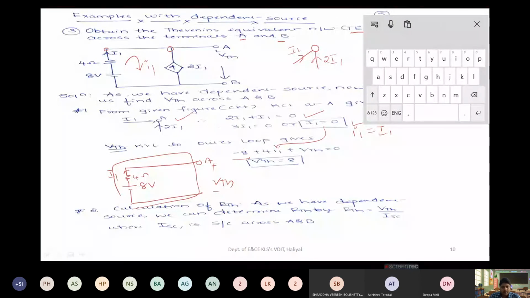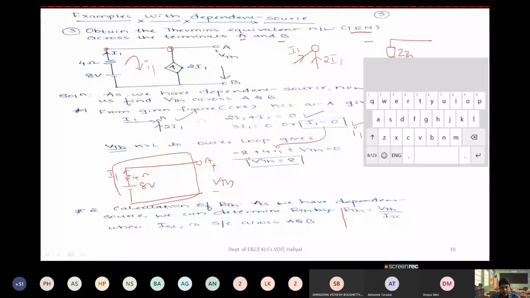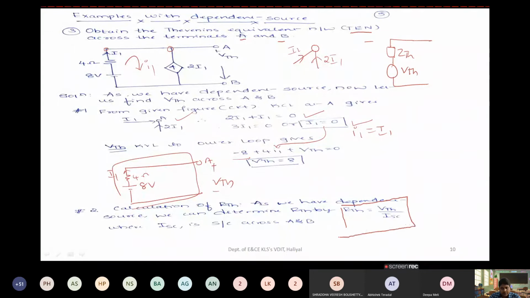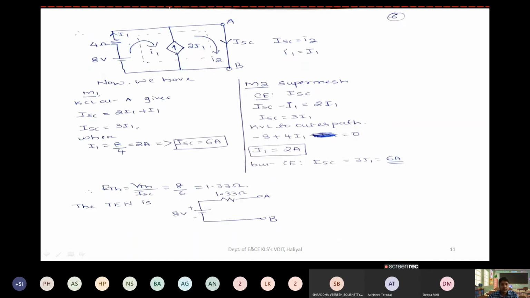So with that approach, we are able to find VTH. Now you have to find or determine RTH or ZTH. So how are we going to find that? We have to use this equation, RTH equal to VTH divided by short circuit current. Why do we have to go for this? As we have the dependent source in the given problem, right? Now if you short the terminals here, what will happen?